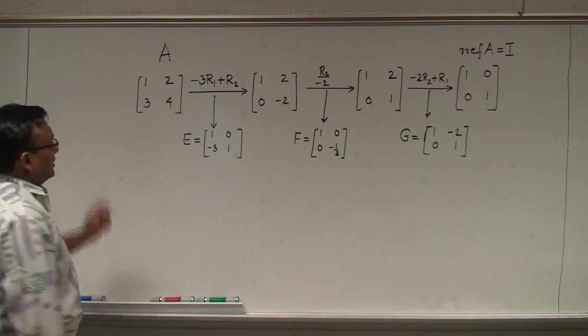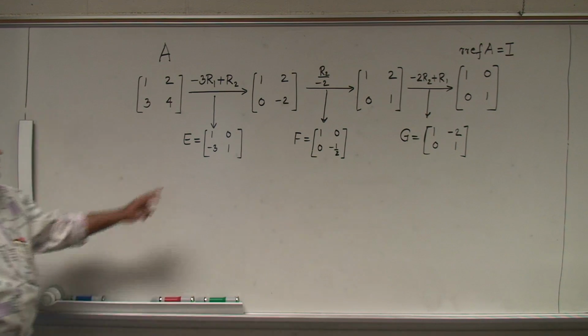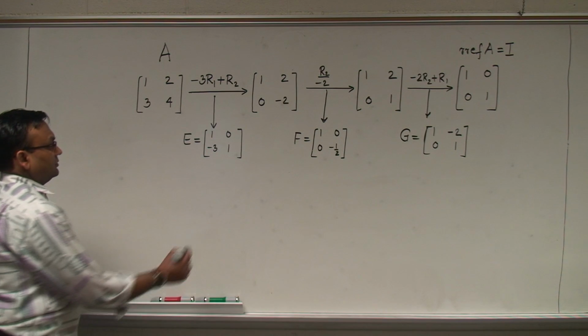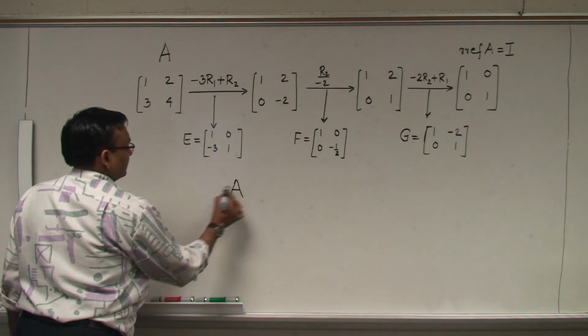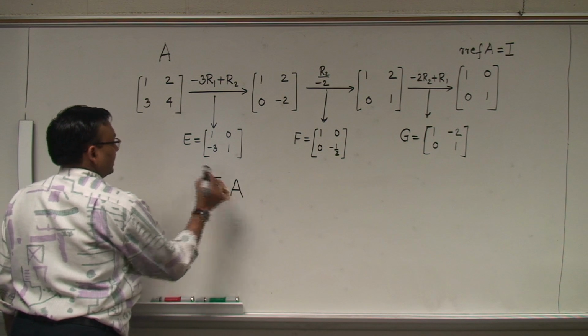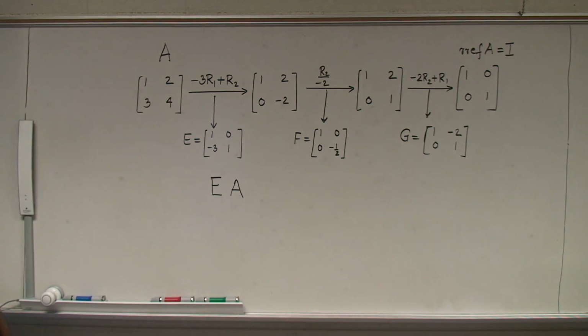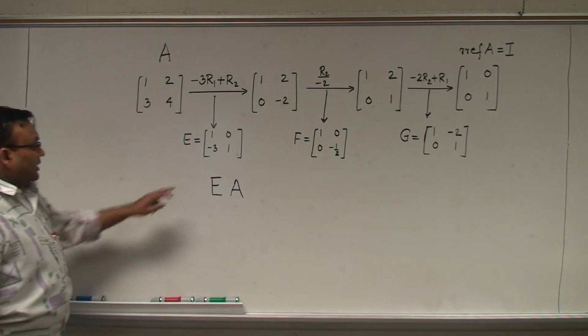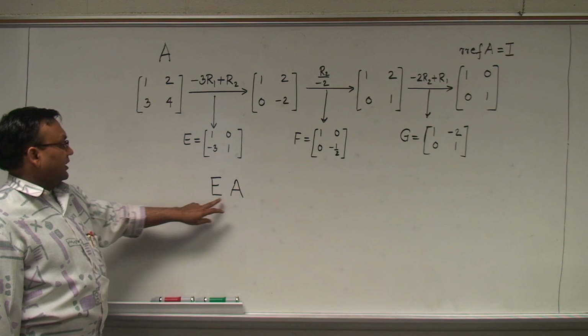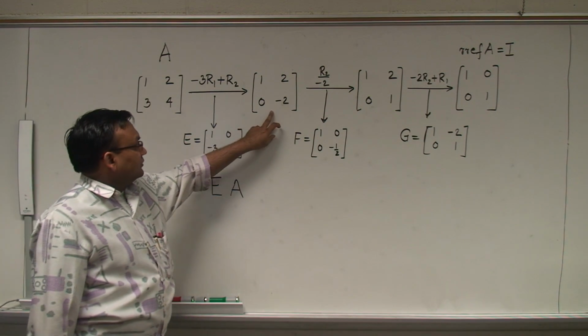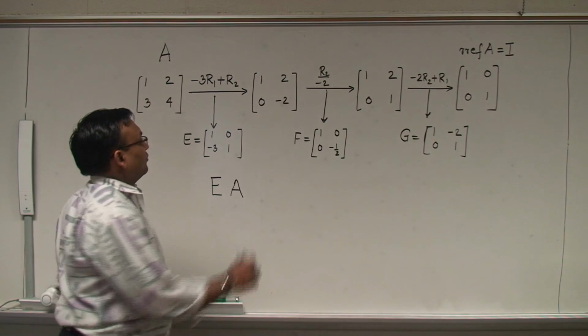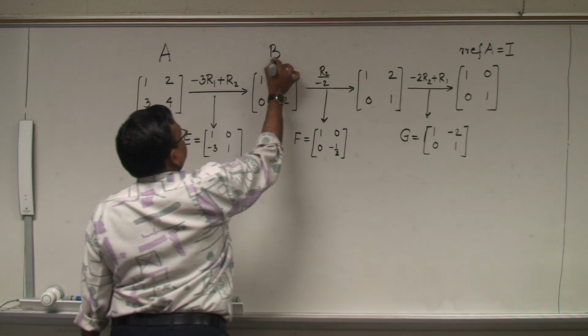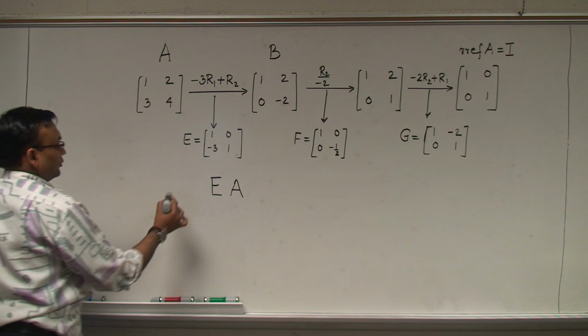Now, recall what we said. In order to perform the row operation, you take your matrix and multiply on the left by the elementary matrix. So if I multiply my matrix A on the left by E, I will get this new matrix, which you can temporarily call B. Okay, so this is your B.